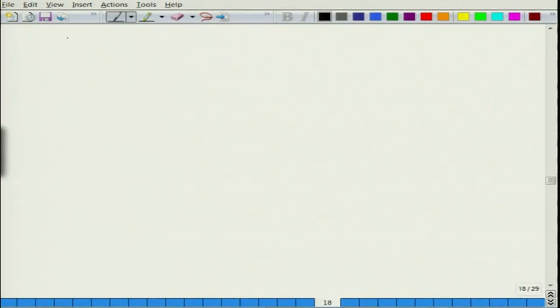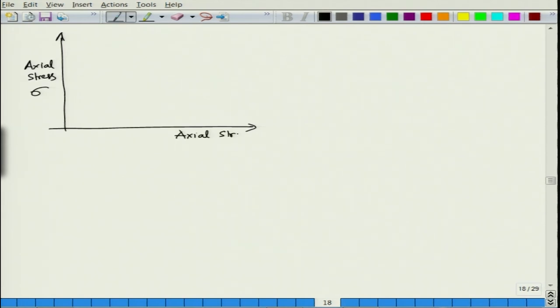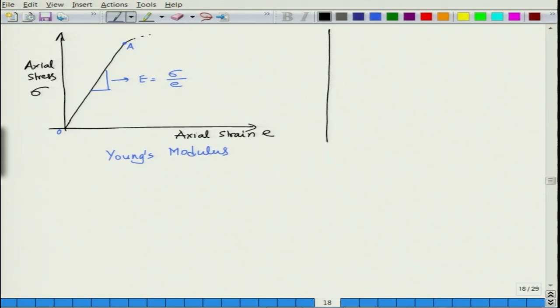And the plots that we use to measure them are like this, the way they are represented in measurements. So, if you apply an axial stress sigma and measure axial strain e, then the behavior will be like this before it turns nonlinear, and up to this point, let us say A, OA, this is linear region. Within linear region the slope of this part will give you E is equal to sigma divided by small e. So, this is for Young's modulus.